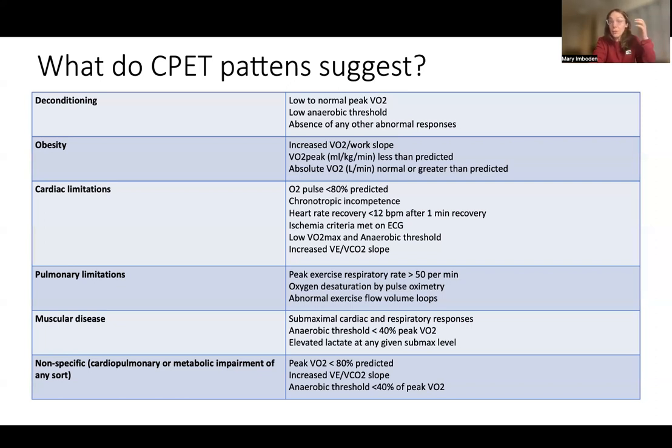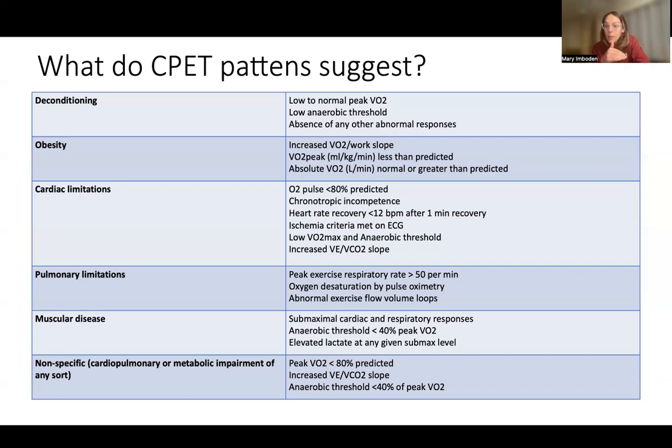If they're truly having 2 millimeters of depression, they're going to be having symptoms too. So you're looking at the patient and you're deciding, is this artifact, is it starting to level off or is it not? Those are all things to consider. Low VO2 max, low anaerobic threshold in these cardiac patients, and increased ventilatory efficiency. That's going to be different than our pulmonary limitations.